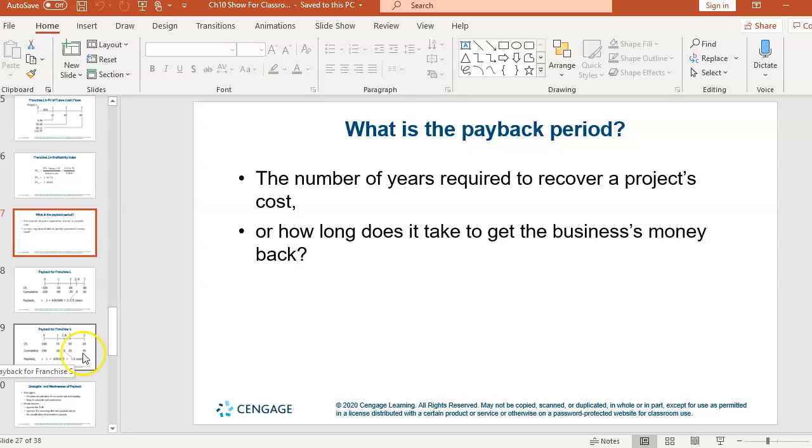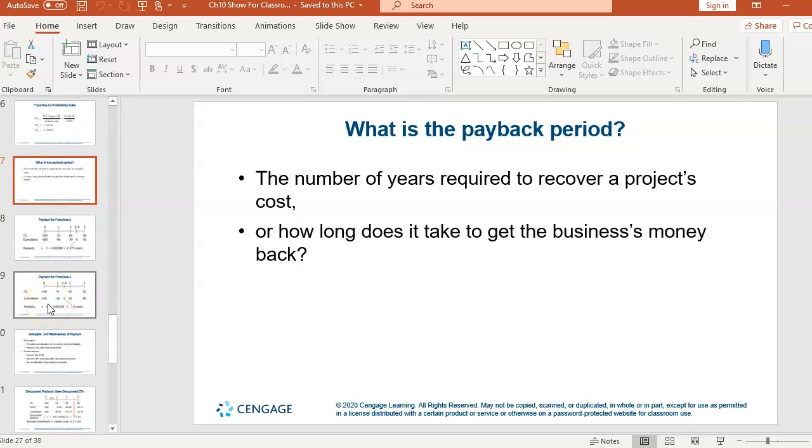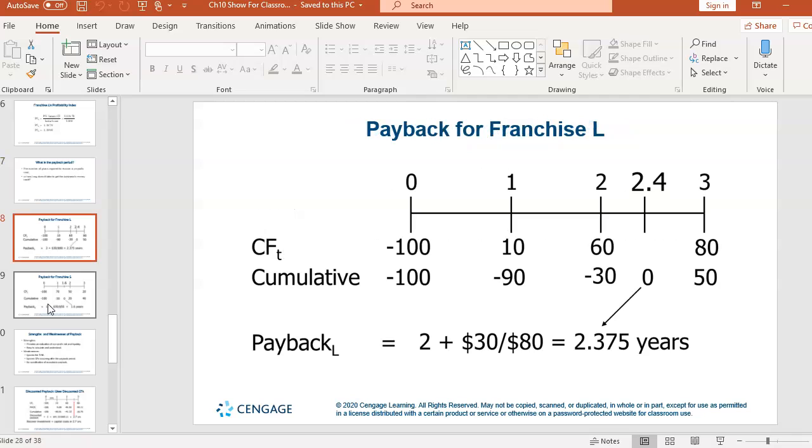And payback is a measurement of how quickly we recoup the initial cost. How long does it take to get our money back would be another way to think about it. It's a pretty simple one. There's no magic Excel formula to do it. You have to build kind of what I call a timeline. So in this one, we're going back to project L, and we had the initial $100 investment, then 10, 60, and 80. And so we run what we call the cumulative cash flows.